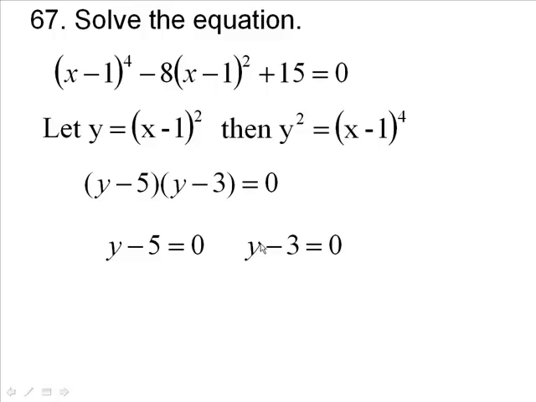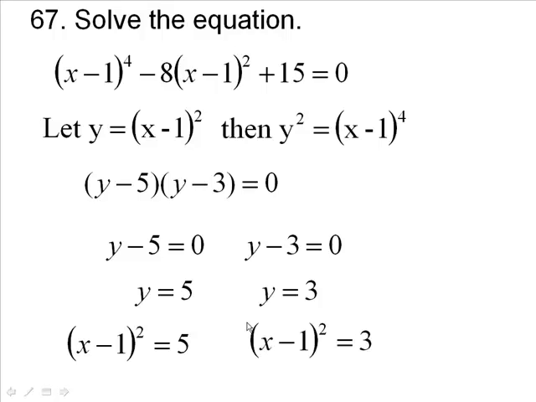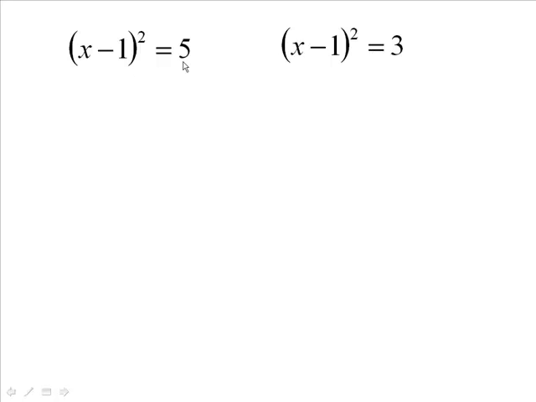Or we could say y minus 3 is 0, and if y minus 3 is 0, then y is going to be 3. So in this case, we're going to get y is 5. Over here, we're going to say y is 3. But y is (x minus 1) squared. So in place of y, I could put (x minus 1) squared. On this one too, I could write this for this y also. Let's write those up there again.